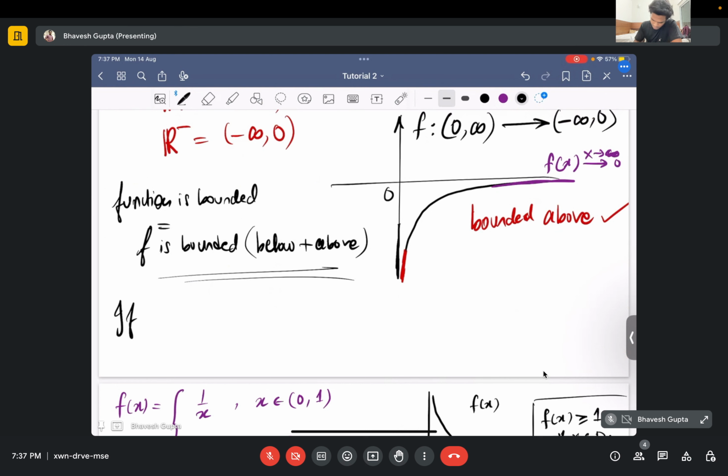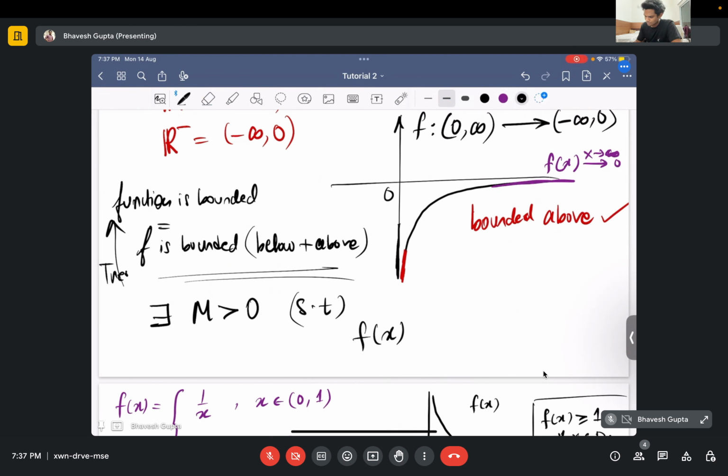And even if this is true, and if the function is bounded, we can write down that as an interval definition: there exists a capital M greater than 0 such that the mod of f of x is less than M for all x belonging to the domain of f. I hope this definition is clear to all. So this is an interval method to write down what we mean by bounded function.